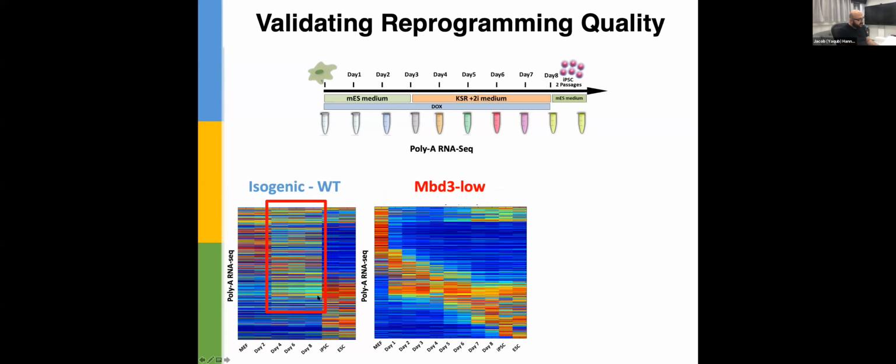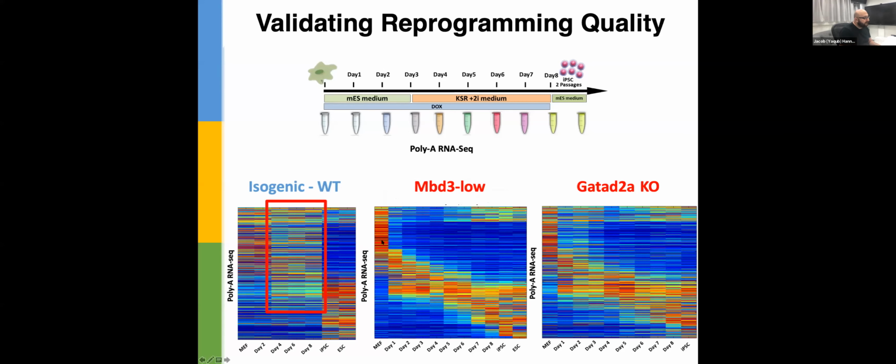The wild type cells, again, if you take the bulk population, do not have the ES cell signature because the iPS cells are a very small minority in them. And again, in the Gatad2a knockout, basically you get an identical signature to the Mbd3 low. Here, each line is the same gene. And again, you can see that the signatures are nearly identical.